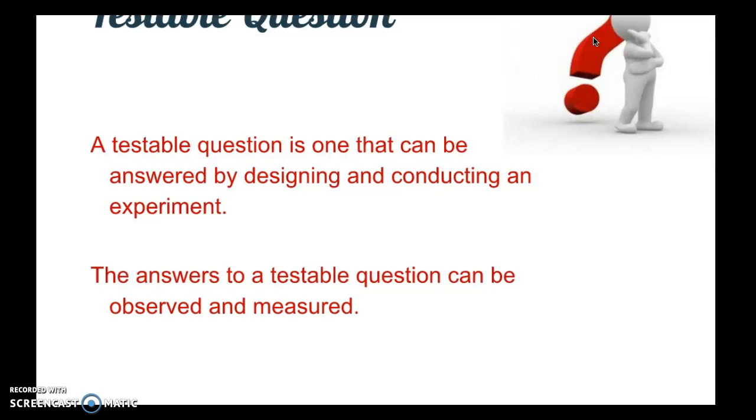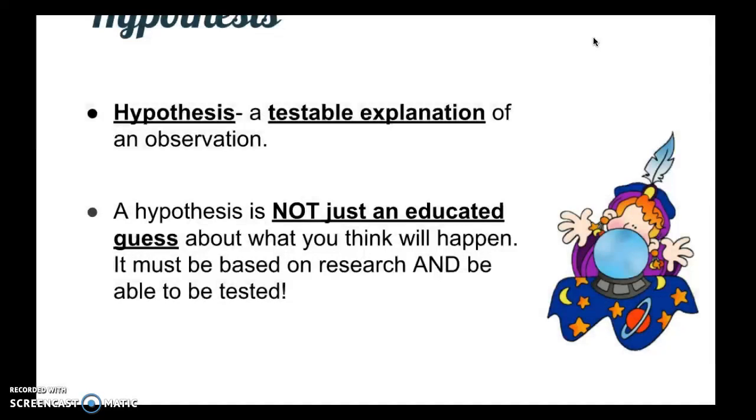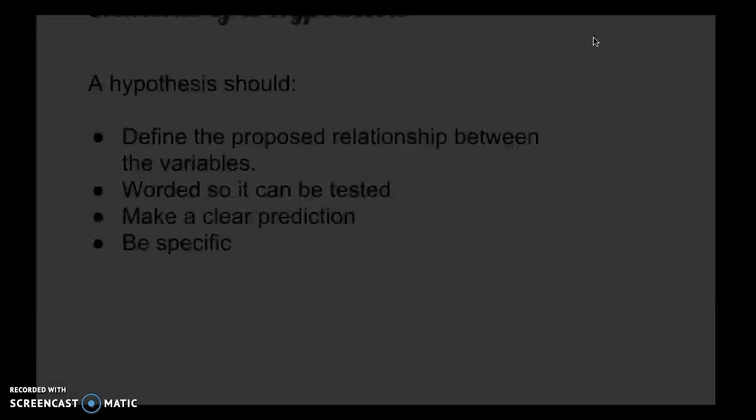A testable question is one that we can answer by designing and conducting an experiment. They have to be observable and they have to be measurable. Those are the two criteria. Well, a hypothesis is a testable explanation. I know many of you have probably been told that it's an educated guess. You were lied to. It's not an educated guess. It's a statement that you make based on research, based on observations that you're able to test.